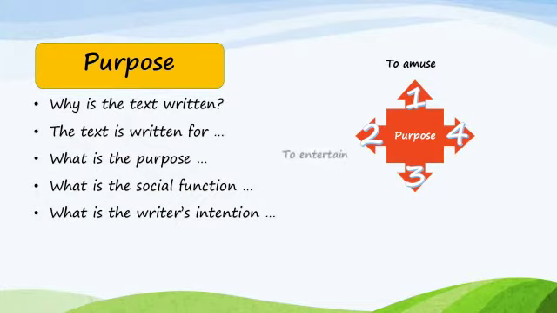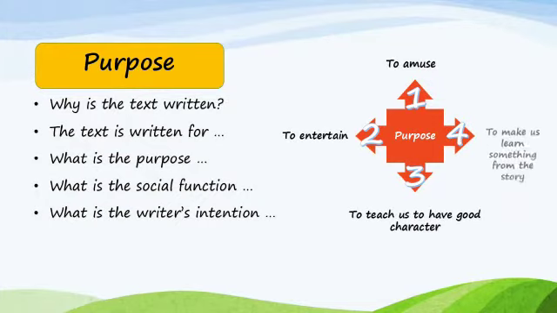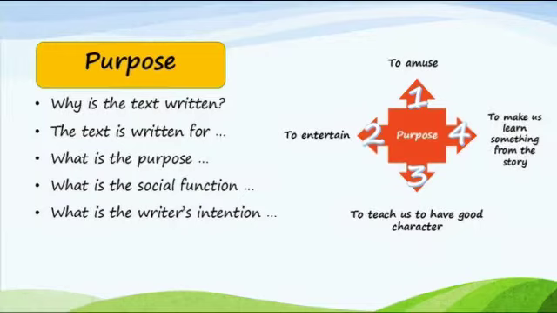What is the purpose of narrative text? Apa tujuan daripada teks naratif? The purpose of narrative text, tujuan daripada narrative text atau teks naratif: the first is to amuse, yang artinya menghibur. The second is to entertain, yang artinya juga sama, yaitu menghibur. And the third is to teach us to have good character. Jadi, mengajarkan kita untuk memiliki karakter yang baik. And the last is to make us learn something from the story. Jadi, membuat kita belajar sesuatu dari sebuah cerita.